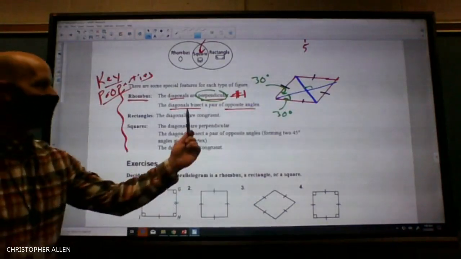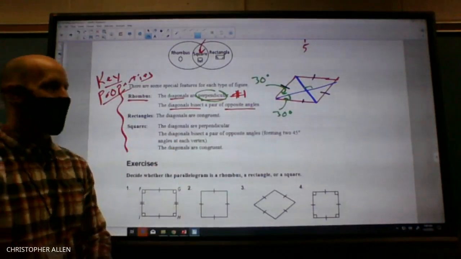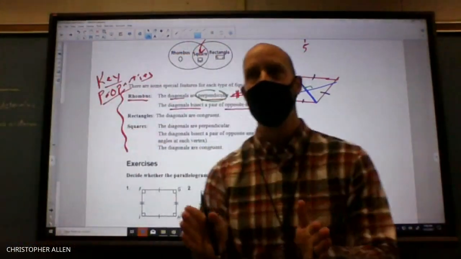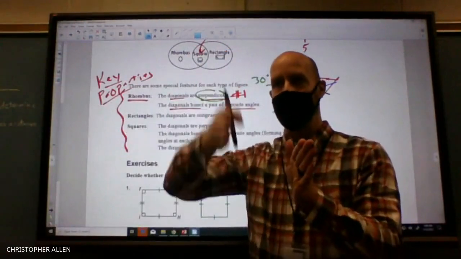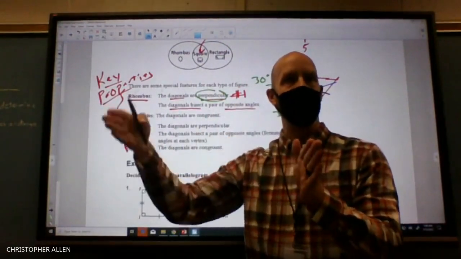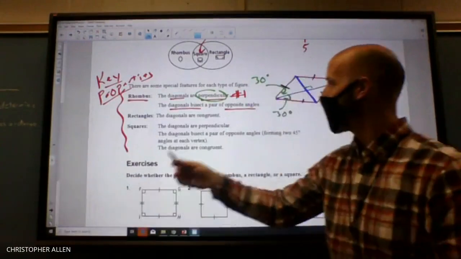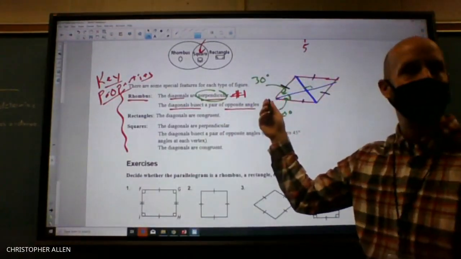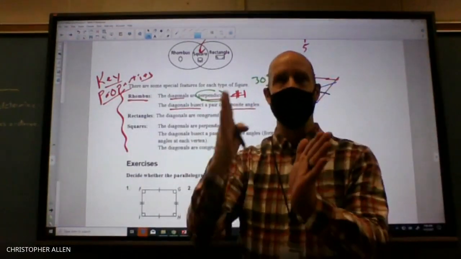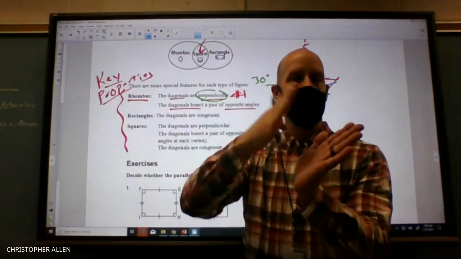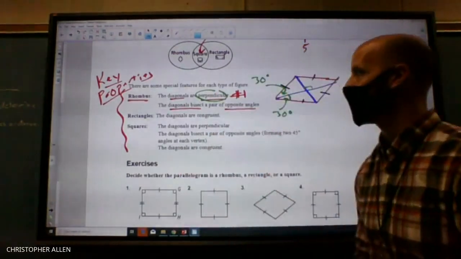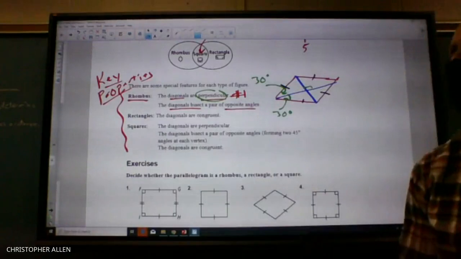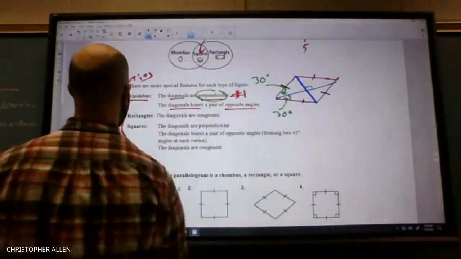Because what does bisect mean? Well, if we're talking about bisecting a segment, that means we're taking a segment and we're cutting it perfectly in half. So both parts are the same. If we're talking about angles being bisected, an angle bisector means it cuts the angle perfectly in half. In other words, both of those angles are going to be the same. So that's for a rhombus, okay?